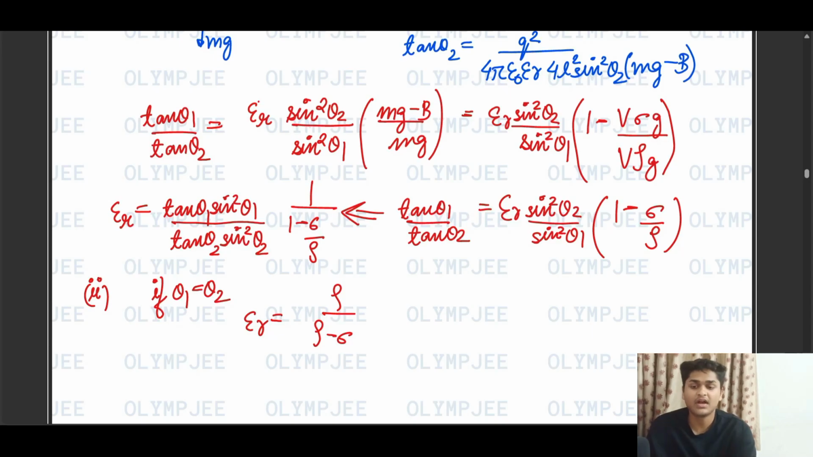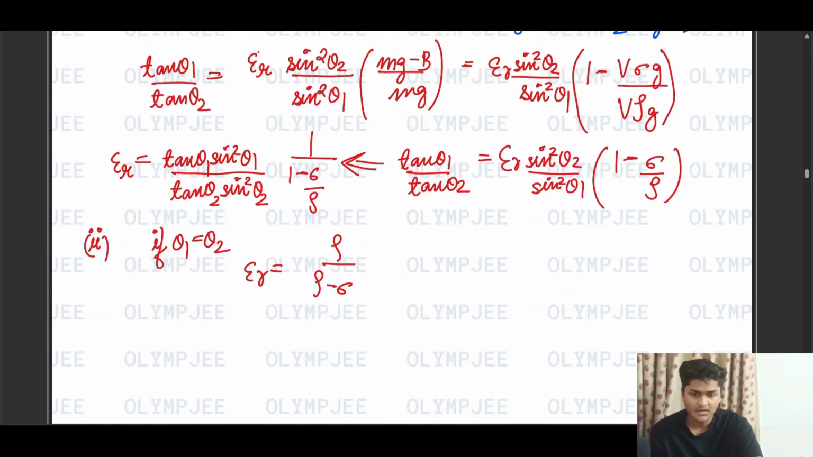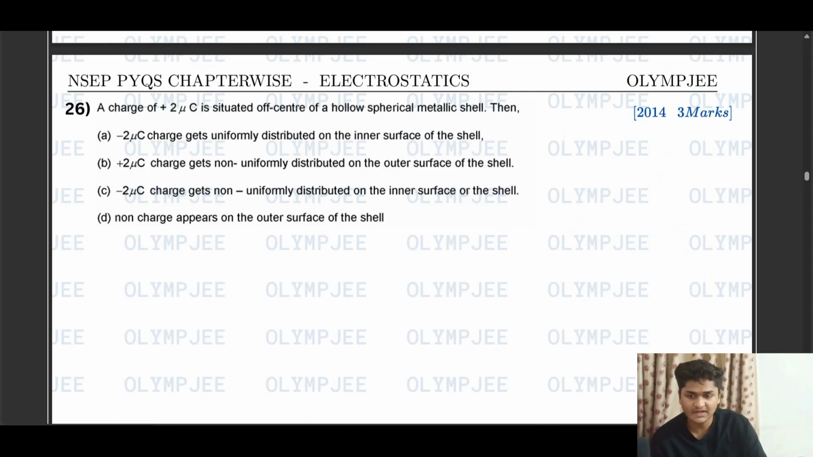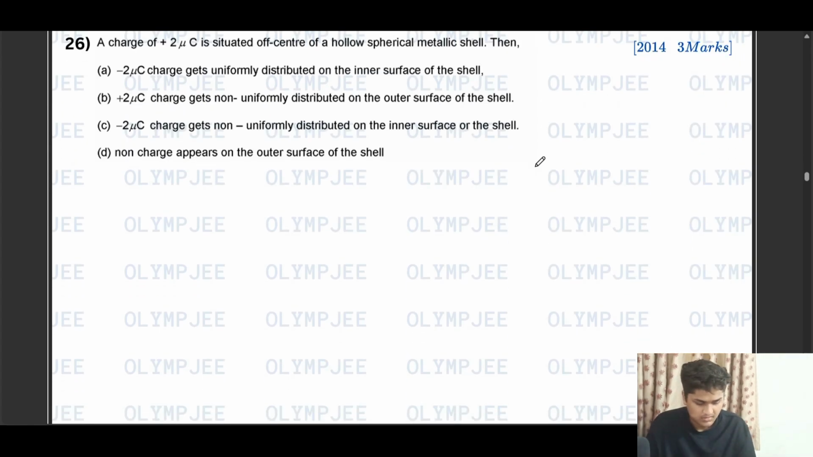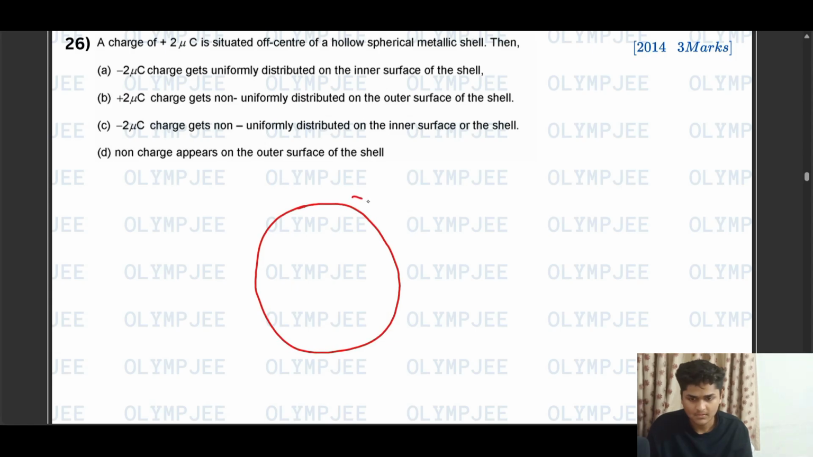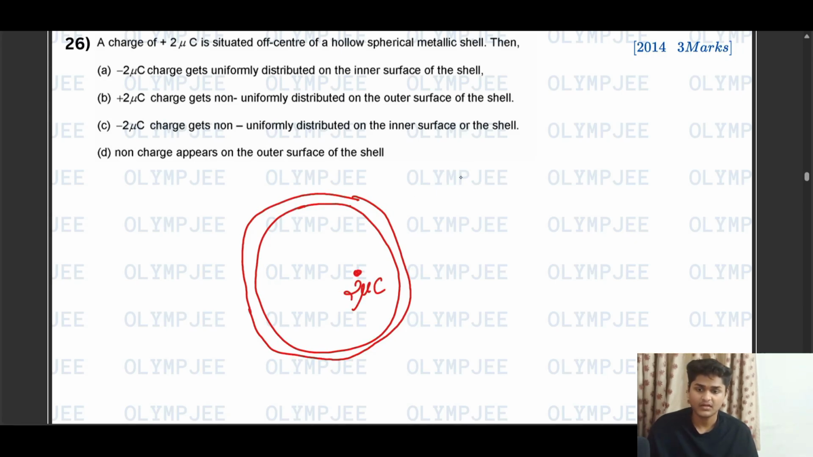Okay, so this was the answer of question 25. So moving on to question 26. A charge of plus 2 microcoulombs is situated off center of a hollow spherical metal shell. Assume this is the outer surface of the shell and this was the inner surface, and plus 2 μC is located somewhere here. So we need to find the distribution on inner and outer surface.